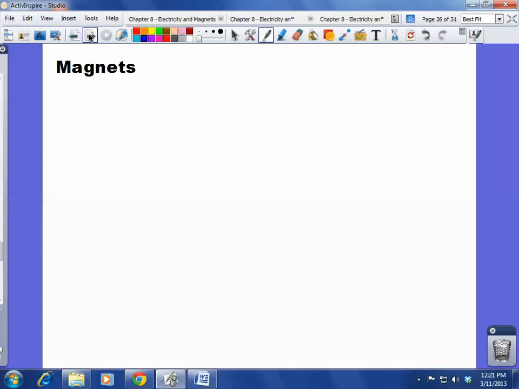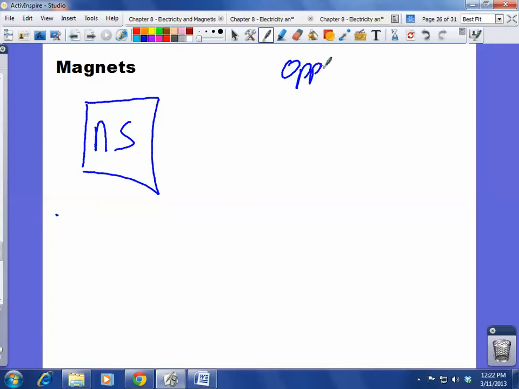What do we know about magnets already? Positive and negative, which in a magnet we really just call north and south. Okay, that's easy enough. And so what do we know? If I put two north ends of a magnet together, what's going to happen? There we go. Just like charge, opposites attract, and likes repel.